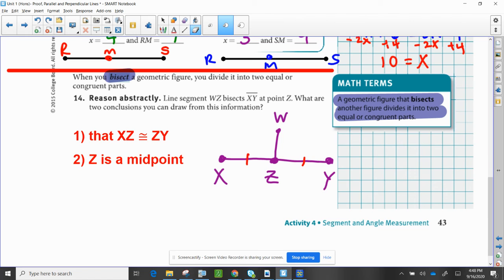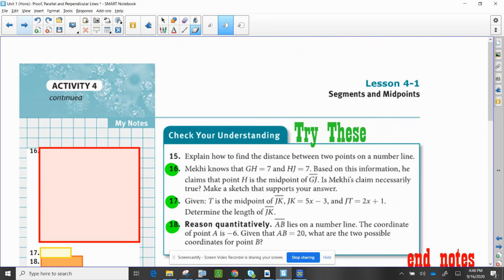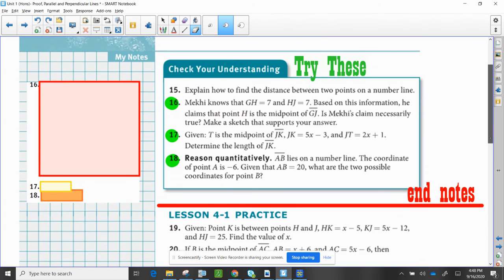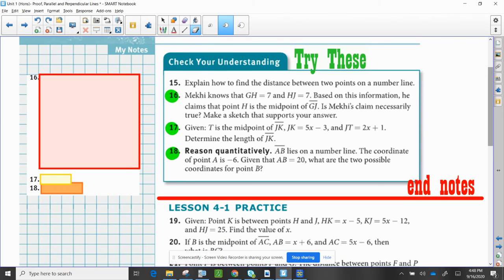All right, we're just going to finish up on the next page with some Try These examples. I'm going to have you just do questions 16, 17, and 18. Question 16 says, Mika knows that GH equals 7 and HJ equals 7. Based on this information, he claims that point H is a midpoint. Is his claim necessarily true? If you say yes, then you think it's true. If you're saying false, then make a sketch that acts as a counterexample. If those 2 segments are the same measure, does that make H a midpoint? What do you think?